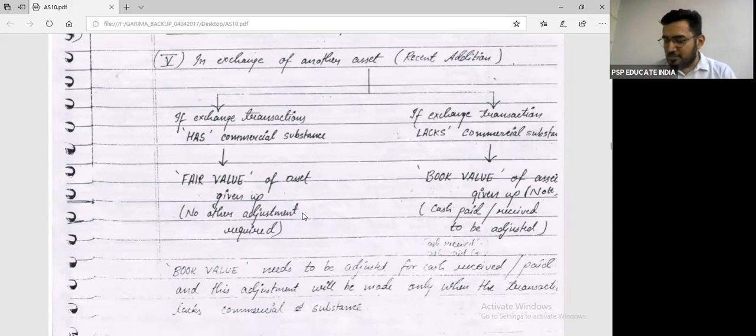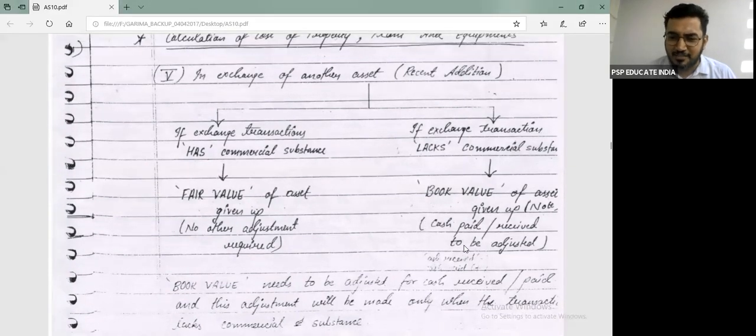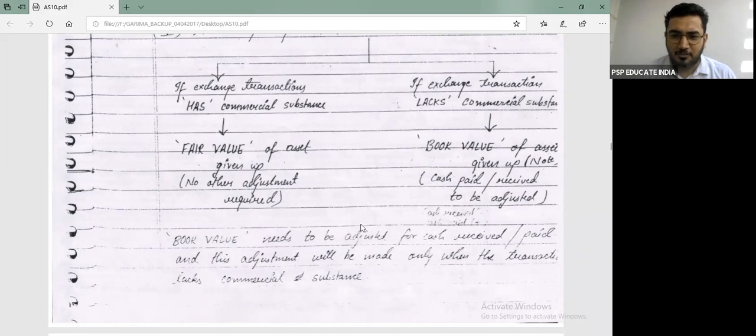On the other hand, suppose you enter into an exchange transaction where nothing is pre-calculated. Tell me, does the transaction have commercial substance or lack commercial substance? Of course, the transaction lacks commercial substance. See what they have mentioned over there. You will always take the book value of the asset given up. Cash paid or cash received needs to be adjusted. So you will have to make an adjustment here. This adjustment needs to be made because it is a transaction that lacks commercial substance.